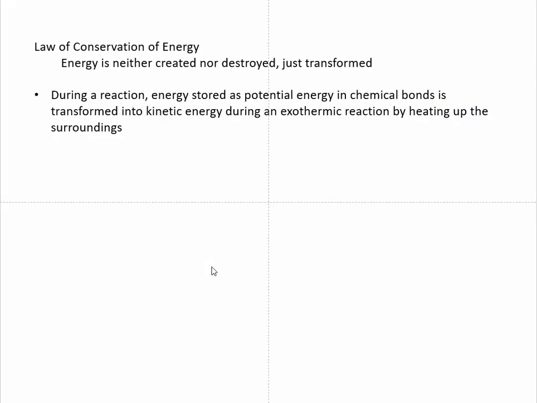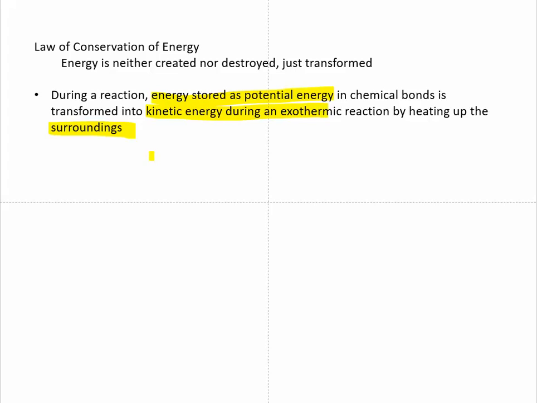There is this law of conservation of energy, just like the conservation of mass, how we use it to balance chemical equations. The law of conservation of energy tells us that energy is neither created nor destroyed. It is simply transformed. During a reaction, the energy that is stored as potential energy in bonds is transformed into kinetic energy by heating up the surroundings. So again, we're just talking about transforming energy, transferring energy. We're not creating it or destroying it.